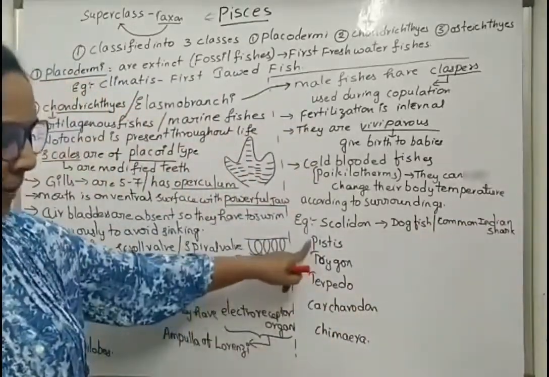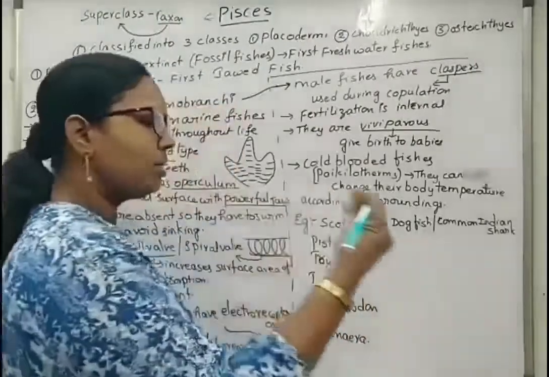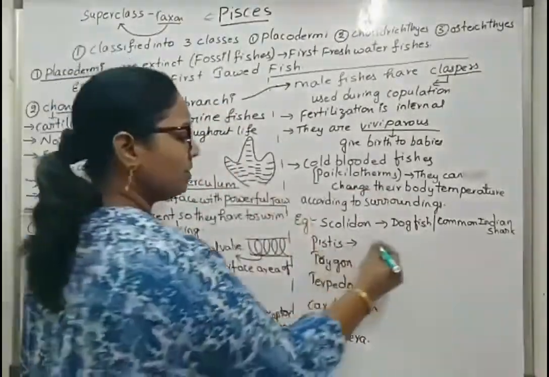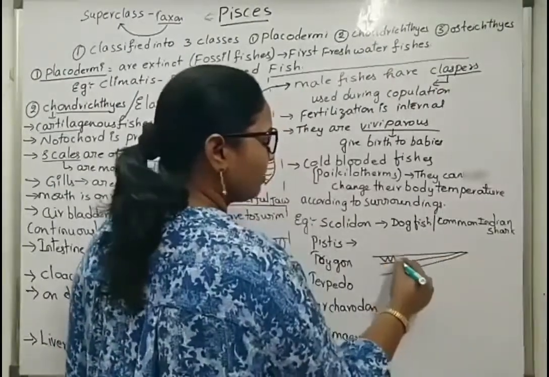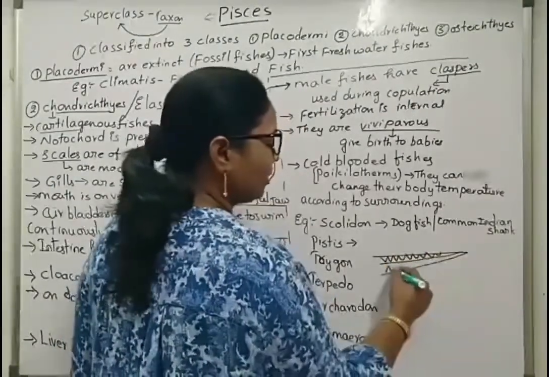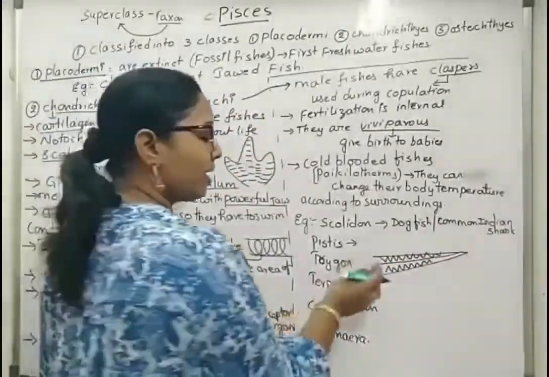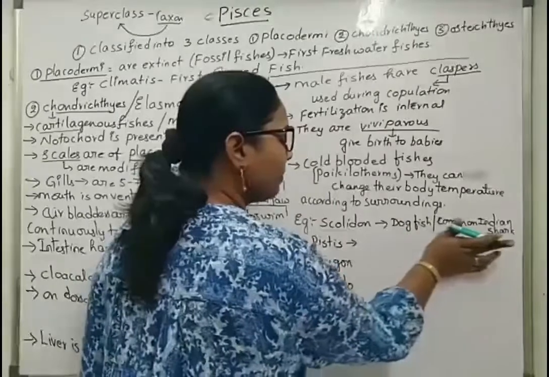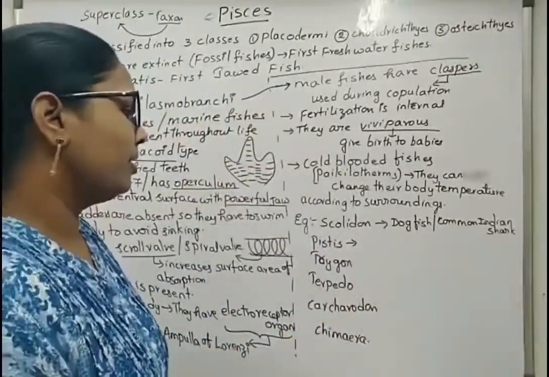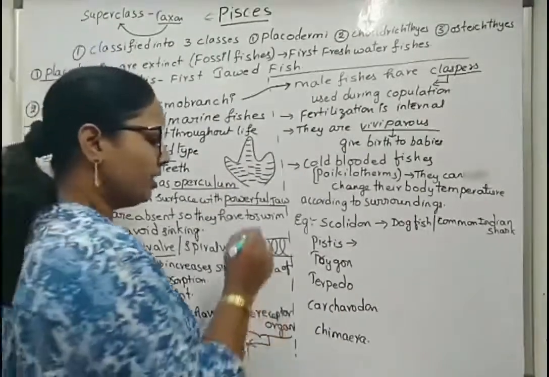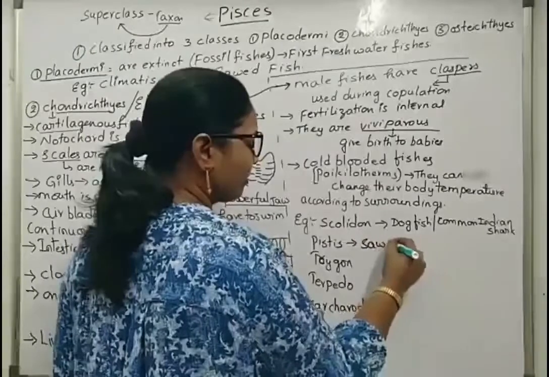Next, coming to Pristis. This is also called sawfish, meaning the mouth is extended and has saw-like teeth arrangement. Fishes have acrodont teeth. Acrodont means they are not fitted deep into the jaws. Such teeth are called acrodont. Here the teeth of the fish look like a saw, so they are called sawfish.